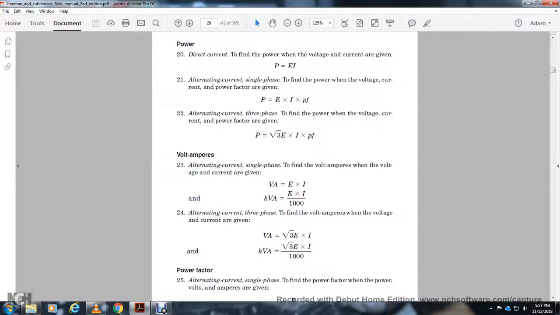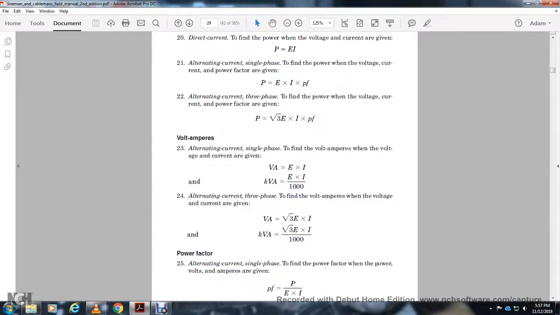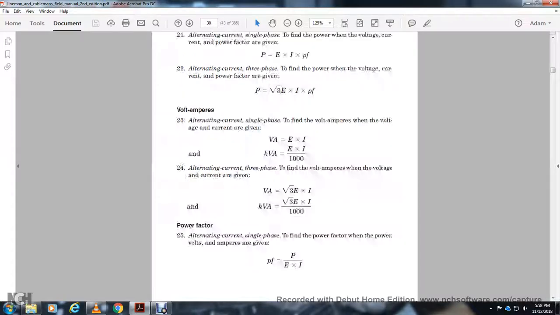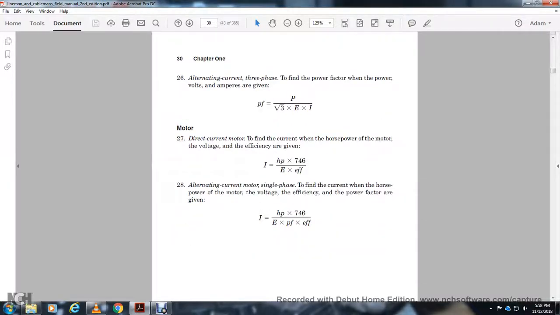Power factor. Alternating current single phase, for power, volts and amps: the power factor is equal to the power over the volts times the amps. Alternating current three phase: the power factor is equal to the power over the square root of 3 times the amps times the volts.